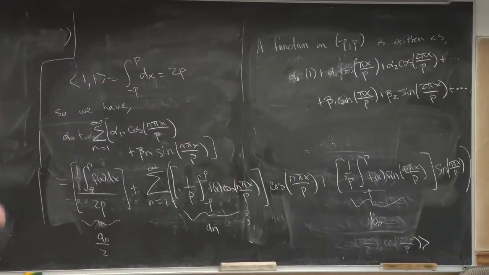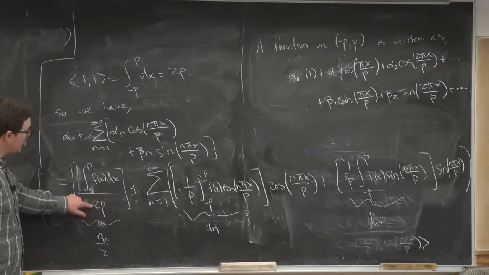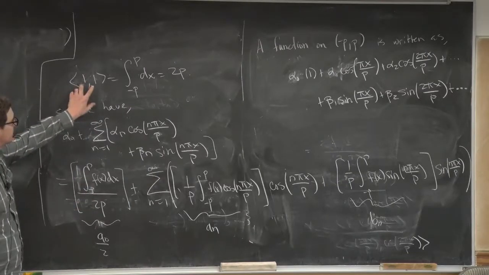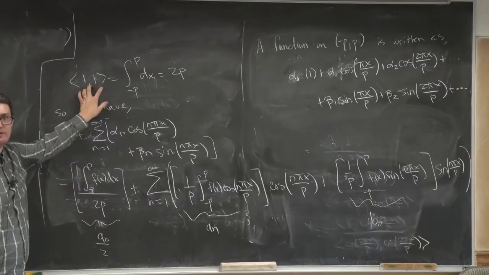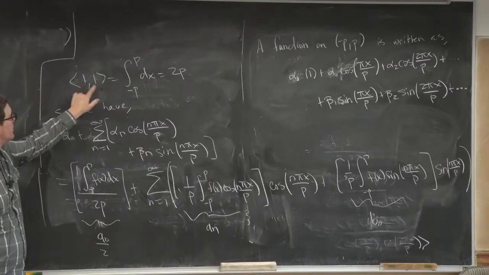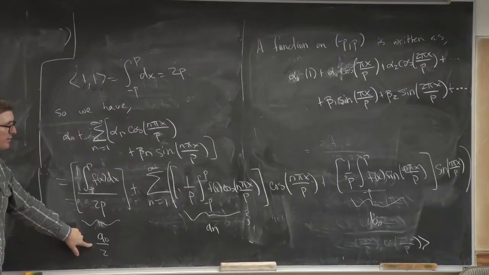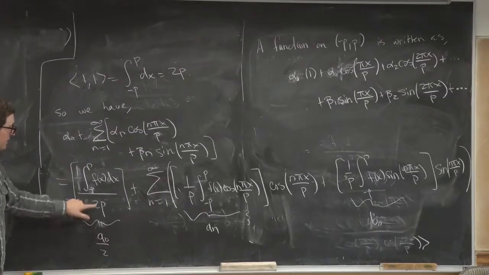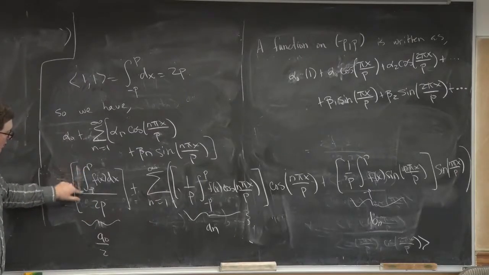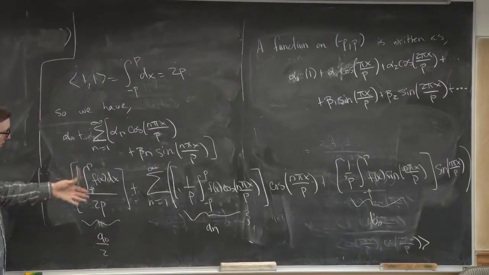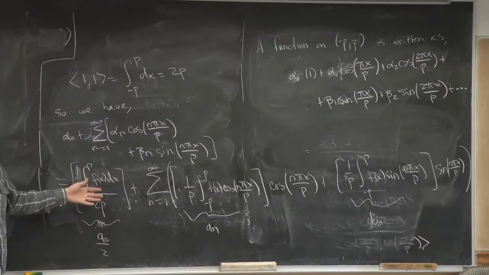So that's how to derive the coefficients. You get the extra 2 because the inner product of 1 with itself is different from the inner product of cosine with itself and sine with itself. And that's why you get this 1 over 2 here in the formula. So it's really like 1/2. I guess you guys got to see with the picture where the coefficients come from.